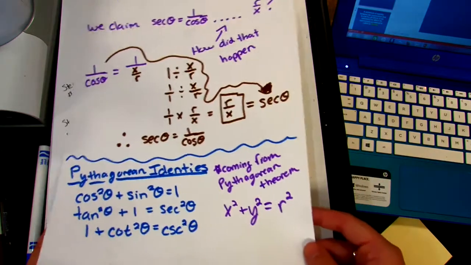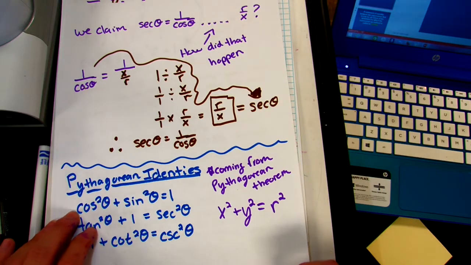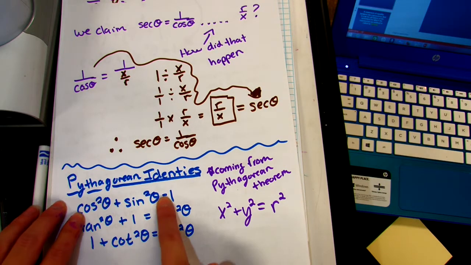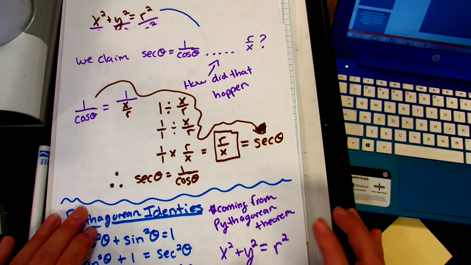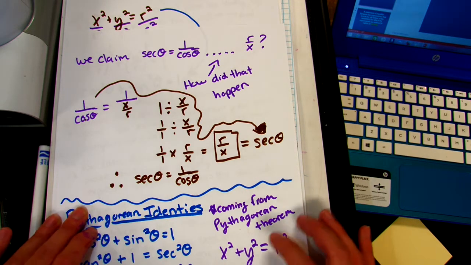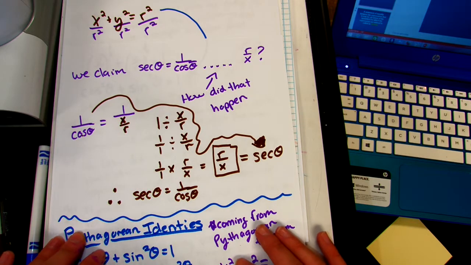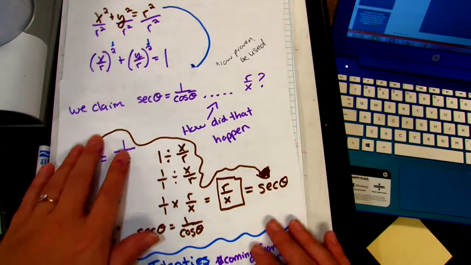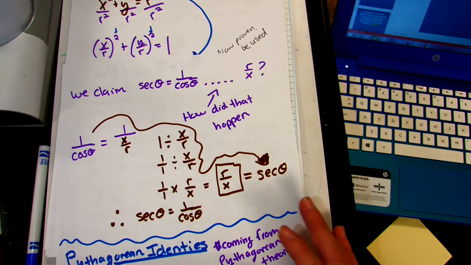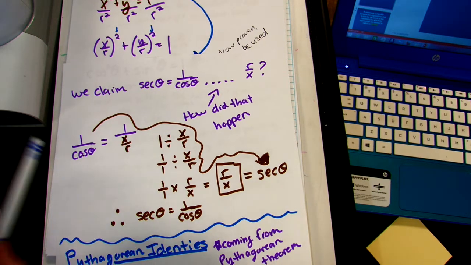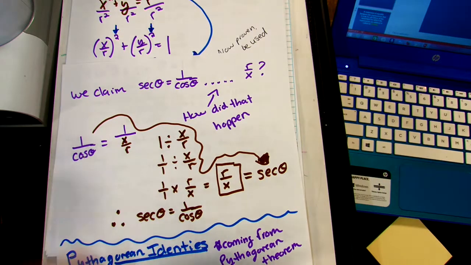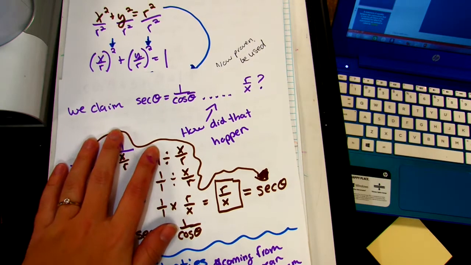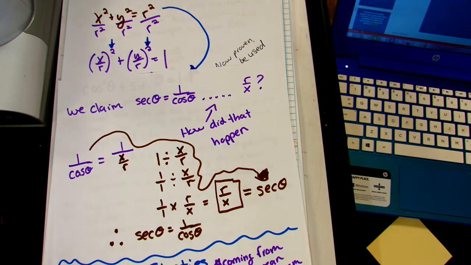So from there, let's look at cosine squared theta plus sine squared theta equals 1. How did that happen? Well, we're going to start with the Pythagorean theorem, x squared plus y squared equals r squared, and I'm just going to divide everything by r squared. When I do that, I get x squared over r squared, which is (x over r) squared. Then I have y squared over r squared, which is the same as (y over r) squared. And then I have r squared over r squared, which is just equal to 1.